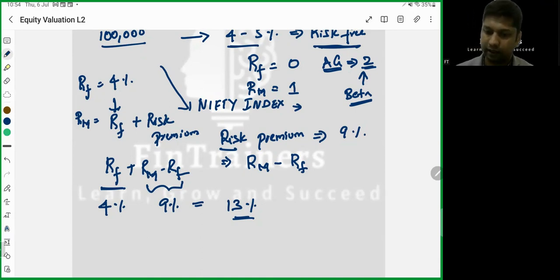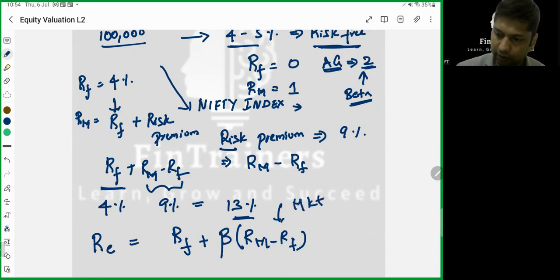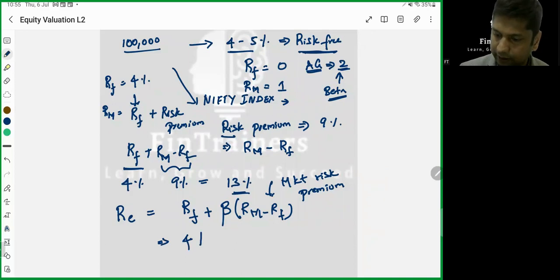So in this scenario, what is the return you will need? How do you calculate it? The return on equity is equal to my risk-free rate plus beta into RM minus RF. This one we said is the market risk premium. RF is my risk-free rate. Beta is the measure of risk. Here Adani Gas is twice as risky, right? So RF we said is 4%, plus 2 times RM minus RF, that is the risk premium, which was 9%.